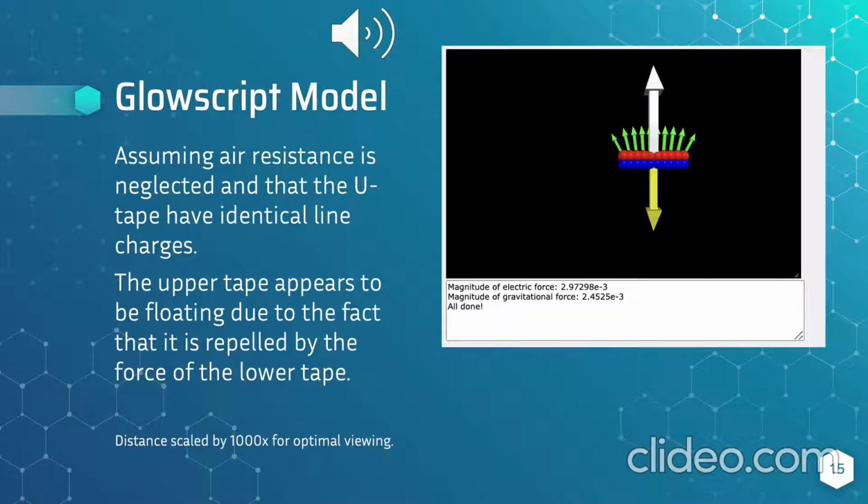Here is the actual visualization of my GlowScript model. We had to assume that air resistance is neglected and the tapes have identical line charges. The upper tape appears to be floating due to the fact that it is repelled by the force of the lower tape. The distance was scaled by 1,000 times for optimal viewing pleasure.